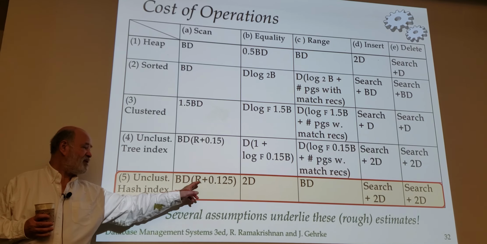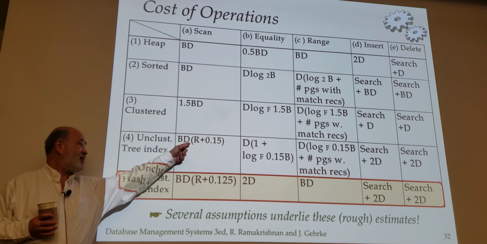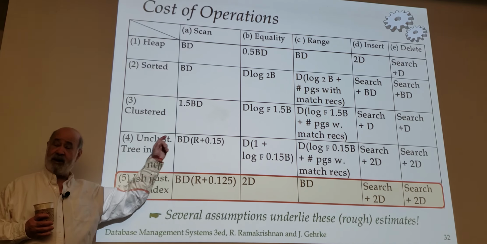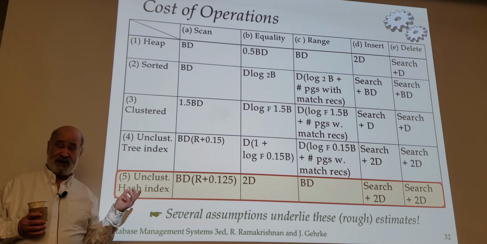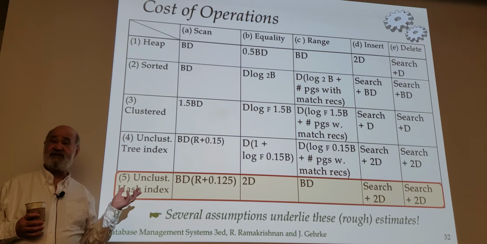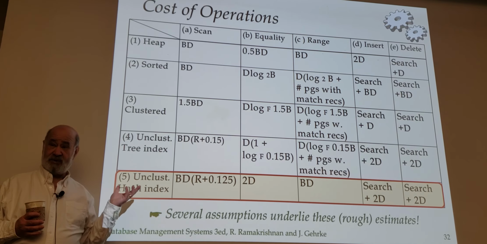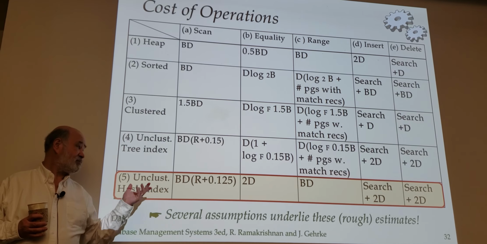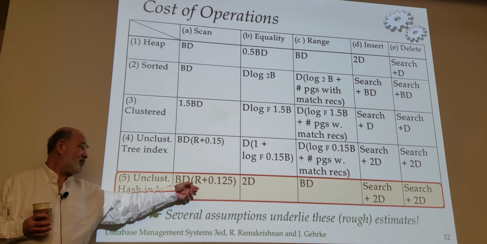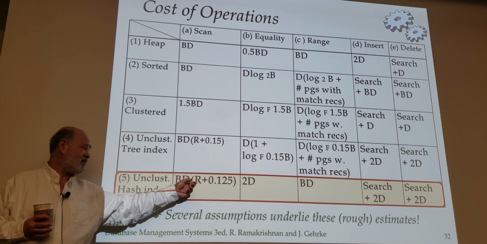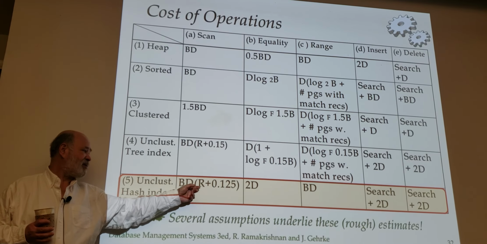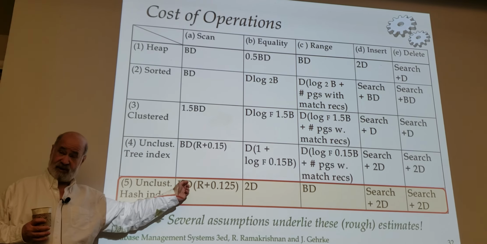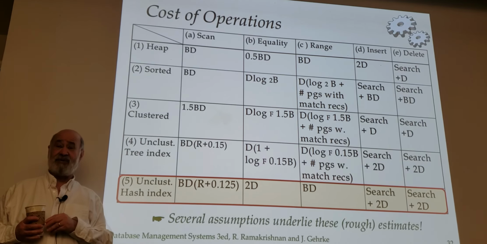What about the BD times R? It's the same idiotic assumption that we made up there, which is that every time I come to an RID, the page is not going to be inside memory. So then I will have to read the page, and so for every one of the records, and there are BR records, I'm going to have to go ahead and read the thing in.